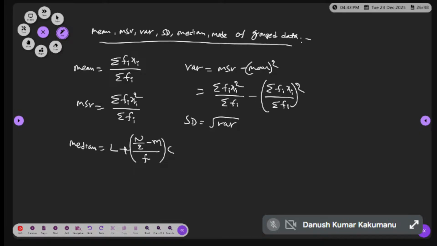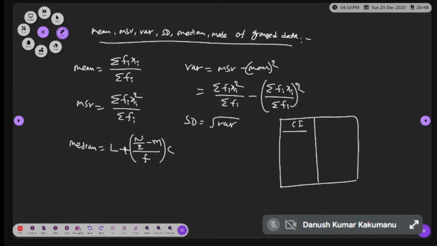L plus n by 2 minus m divided by f into c. What is the L here? Lower limit of the ideal class. N is what? Sum of all frequencies. Tell me the table here. What is the table we have? Class interval and frequency.